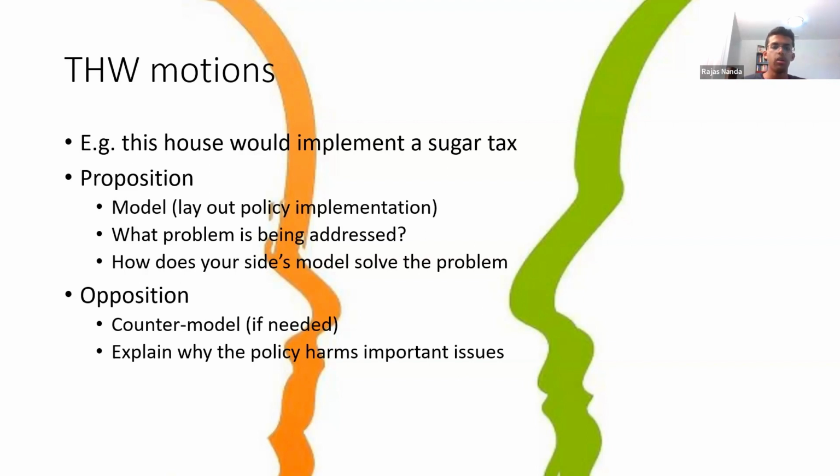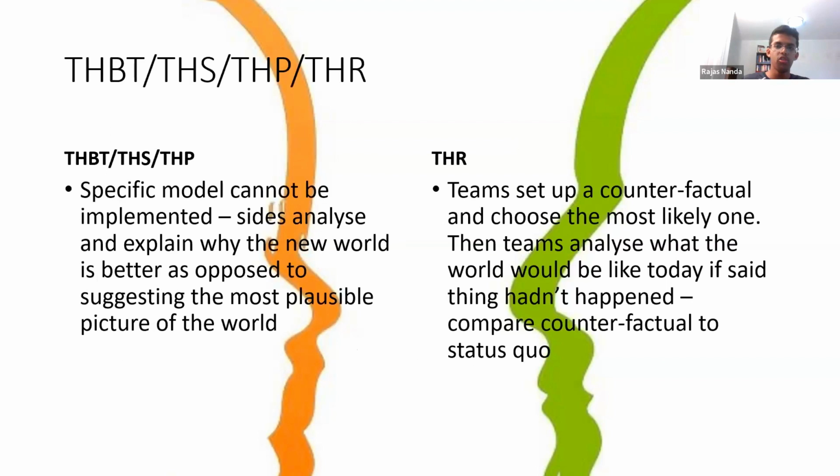Usually you want to talk about the problem you're addressing. So maybe in this case, it could be obesity and you're trying to reduce obesity. And then you want to talk about how your side solves this problem, and specifically how the model of a sugar tax is going to work to solve obesity. And then opposition basically just points out the harms of this policy, so why a sugar tax is going to lead to bad consequences. So that's the first type of motion.